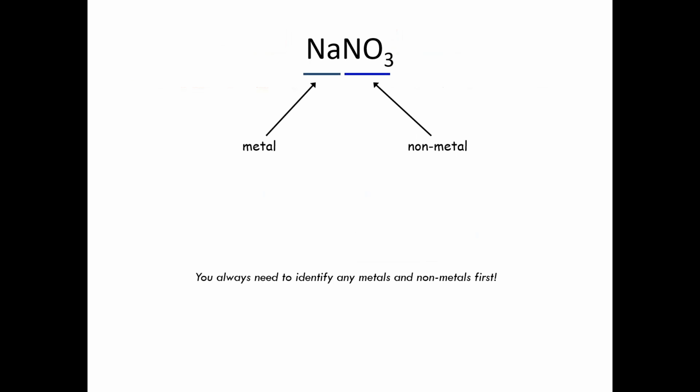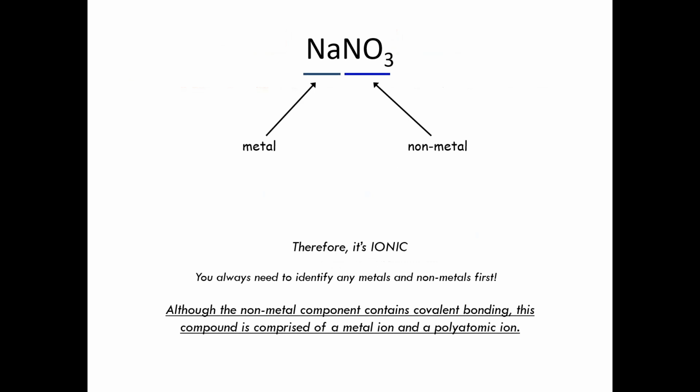So let's just re-examine what we already know about this compound. We know that it's made out of metal and nonmetal, and we know that it's composed of two different ions, the sodium ion and the nitrate ion, which firmly places this compound in the realm of ionic compounds. Now, even though this compound contains nonmetal components, remember, the nitrate compound is a compound that's charged. Even though that's covalent, it's bonded to a metal as an ion, which makes the entire compound as a whole ionic.